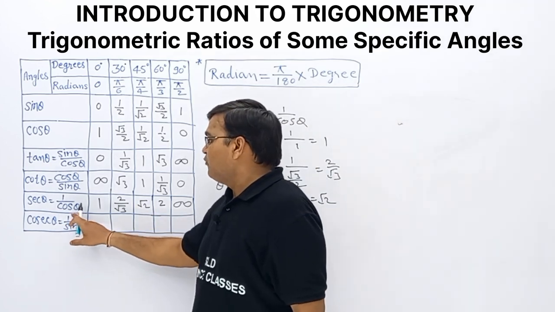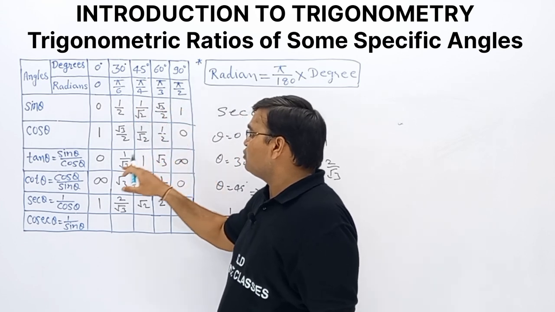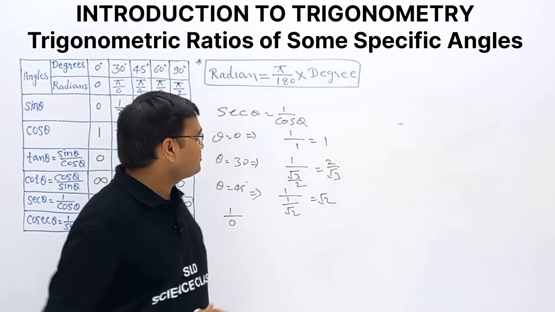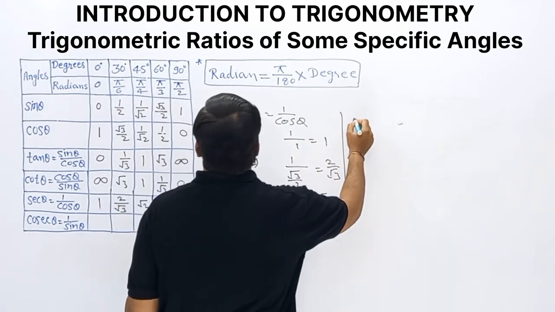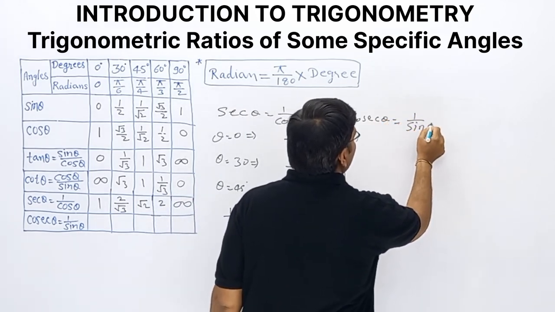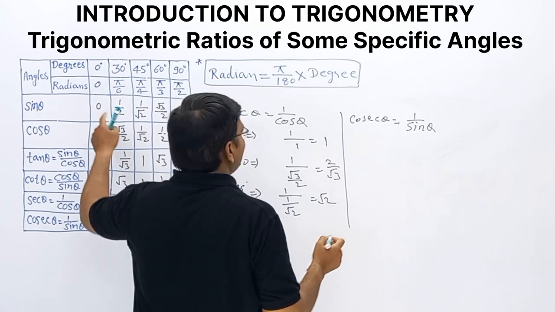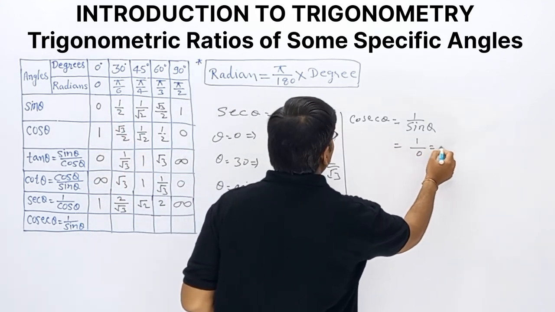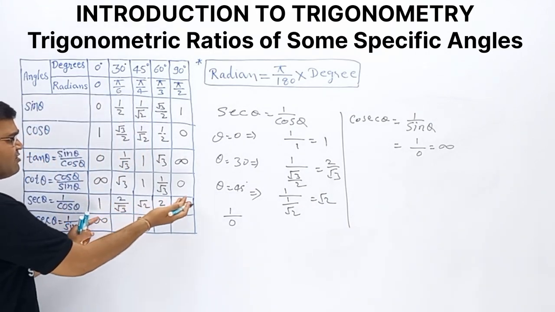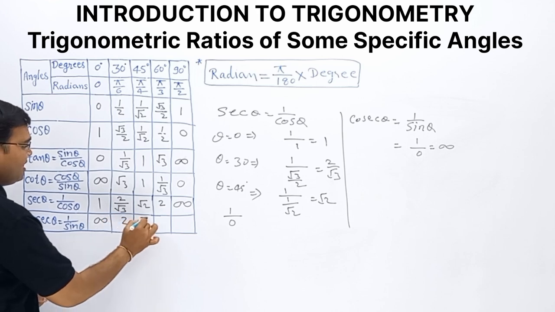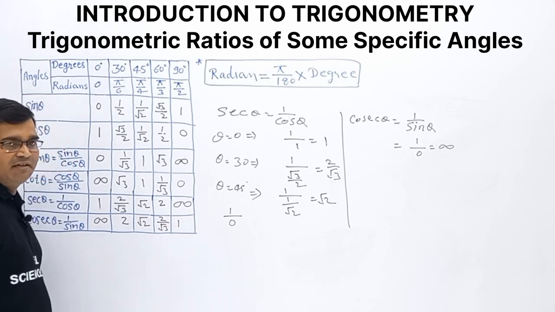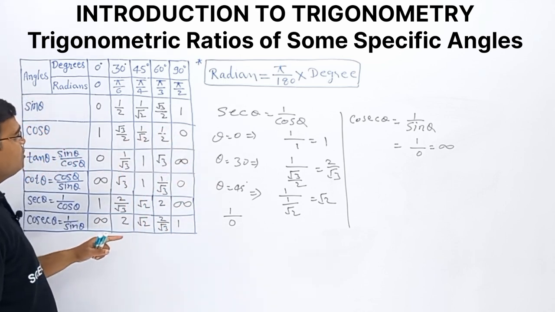Now cosec theta, 1 upon sin theta. We are having sin theta values. Put them at the place of sin theta and solve. What are we getting? Like this. Cosec theta is the reciprocal of sin theta, 1 upon sin theta. For the 0 degree, 1 upon 0 will be what? Infinity. So infinity will be there. Or we can reverse these values. Infinity, 2, square root of 2, 2 upon square root of 3, and 1 will be there. Clear?